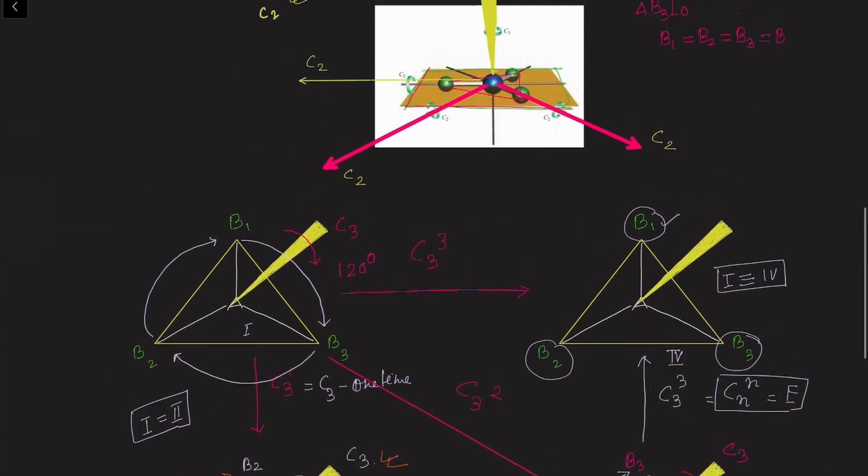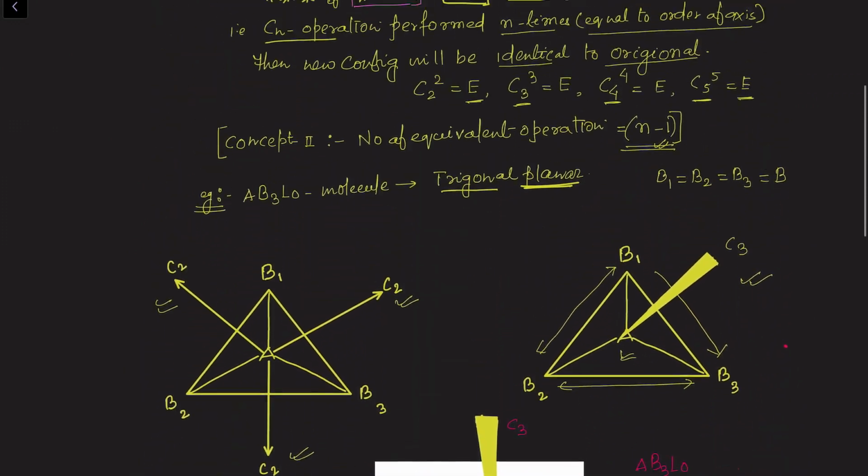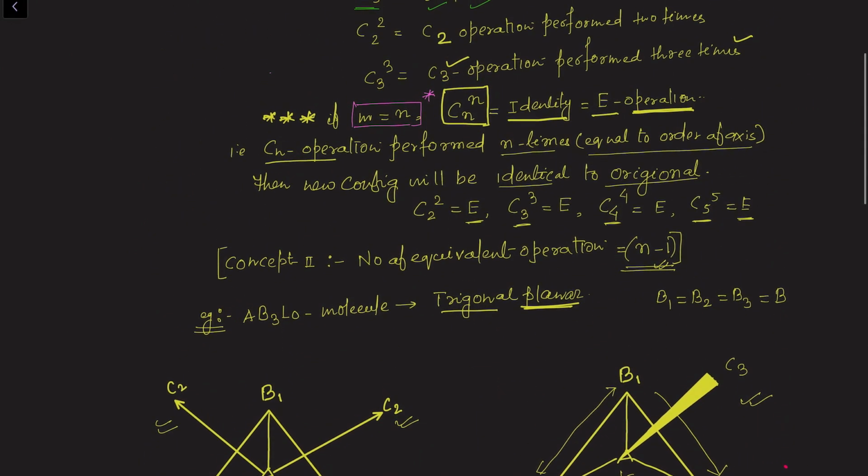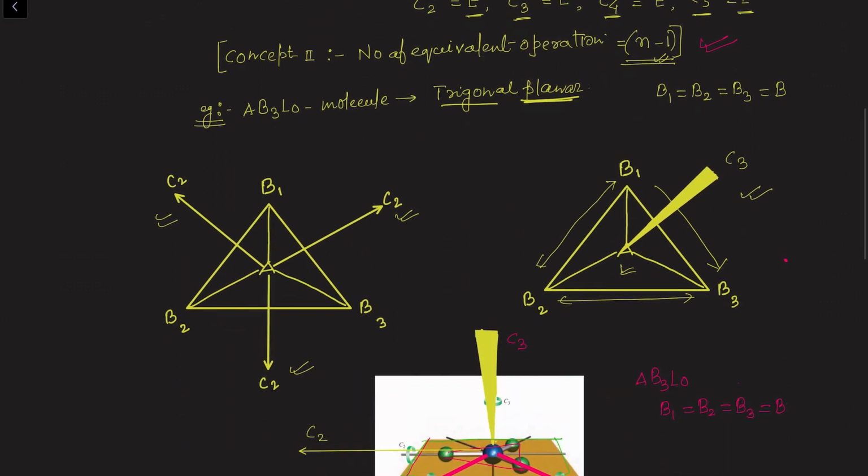So I hope that everyone understands the meaning of Cn raised to the power n, what is the meaning of this formula and what is the meaning of this formula. So in this molecule, we just calculated the number of equivalent operations, only for your understanding of what an equivalent operation means. But in a given molecule, how many total equivalent operations are present about all the proper axes of rotation? We will do this discussion in the next video.